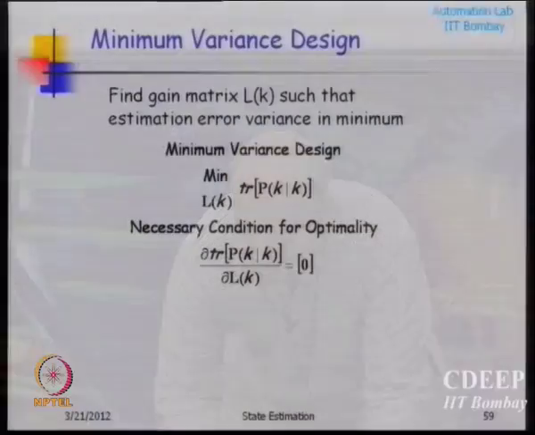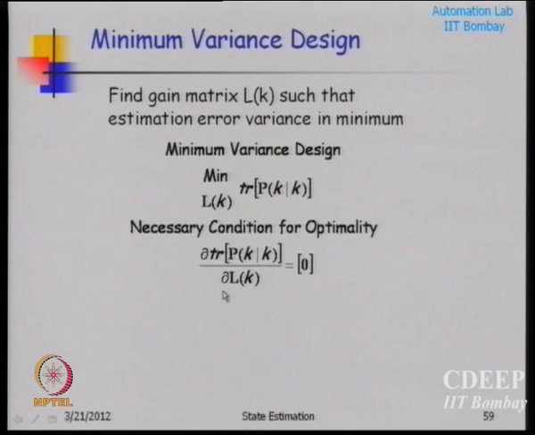Okay, how do you minimize a function with respect to some variable? What is the necessary condition? The necessary condition for optimality is that the derivative of the objective function is set equal to 0. So now what I need to do is to differentiate trace of PKK with respect to LK and set it equal to 0, then I will get the solution.